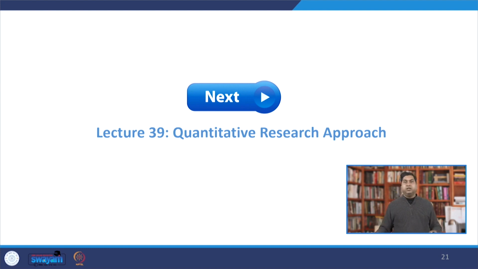Now we'll be moving towards a specific module on the quantitative research approach and then the qualitative research approach, and I'll show you some applications, some case studies, some papers which are accepted in good journals. Through those papers I'll try to demonstrate the type of quantitative research approach most frequently used in planning and architectural research.